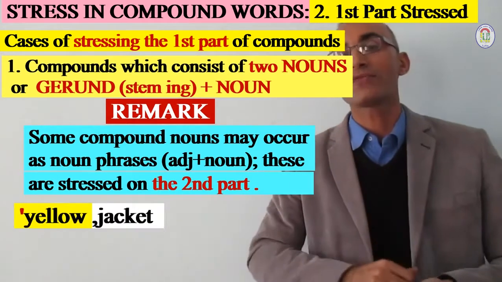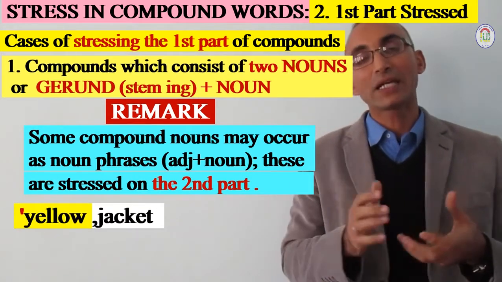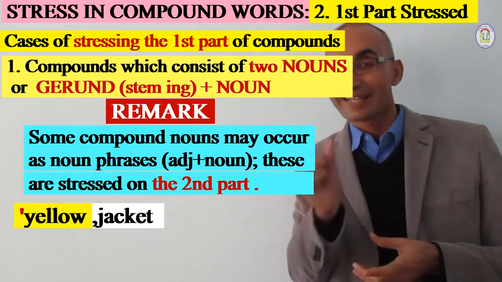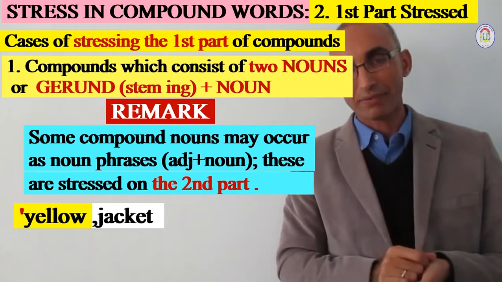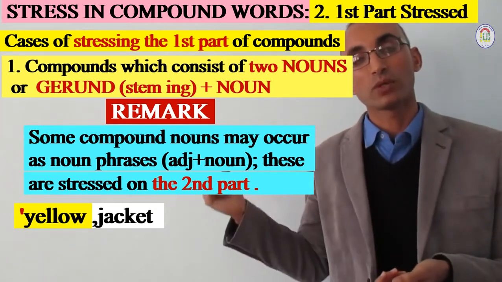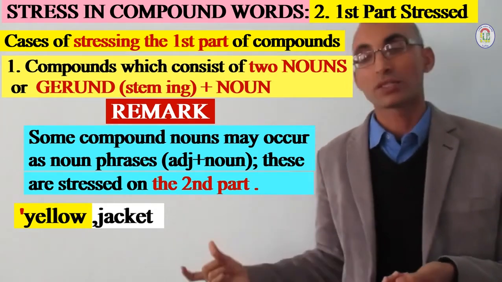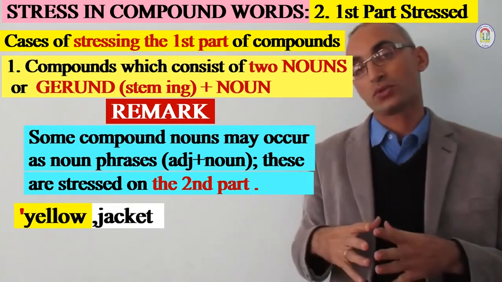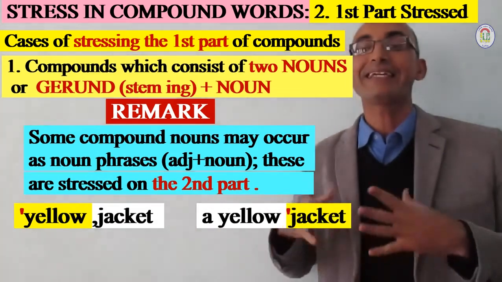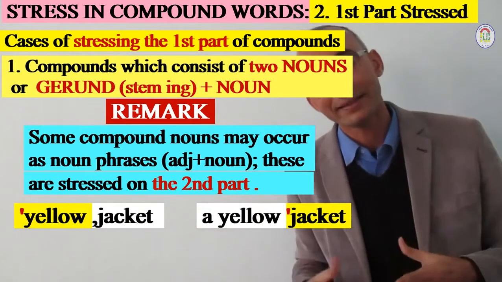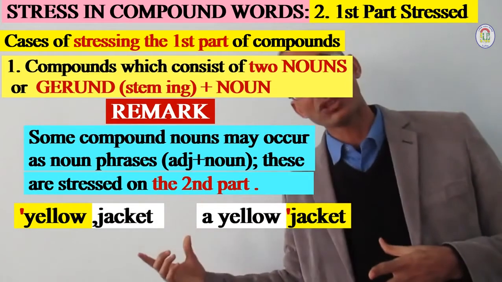Also for the word yellow jacket as one word, it represents that insect, clear, which looks like a bee, right, like a bee. Yellow jacket as one word, as a compound noun, I stress the first element. But if I refer to it as a noun phrase and I say a yellow jacket, it means any jacket which is yellow in color. Here I stress the second element, jacket.